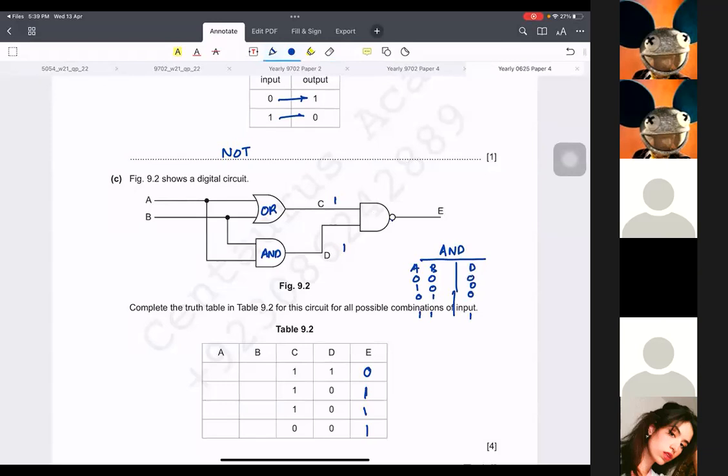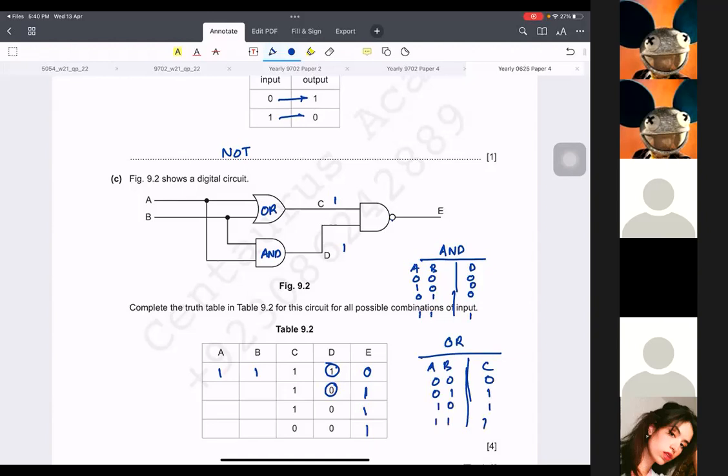So for that, we can fill it like this. 1 is only possible at D if both of them was 1. Right? Now this is only possible. Now for OR, we also need to check. OR is A, B, and C. So OR, when it is 0 and 0, it gives 0. When it is 0 and 1, it gives 1. When it is 1 and 0, 1. And 1 and 1, 1, too. So we got to check.